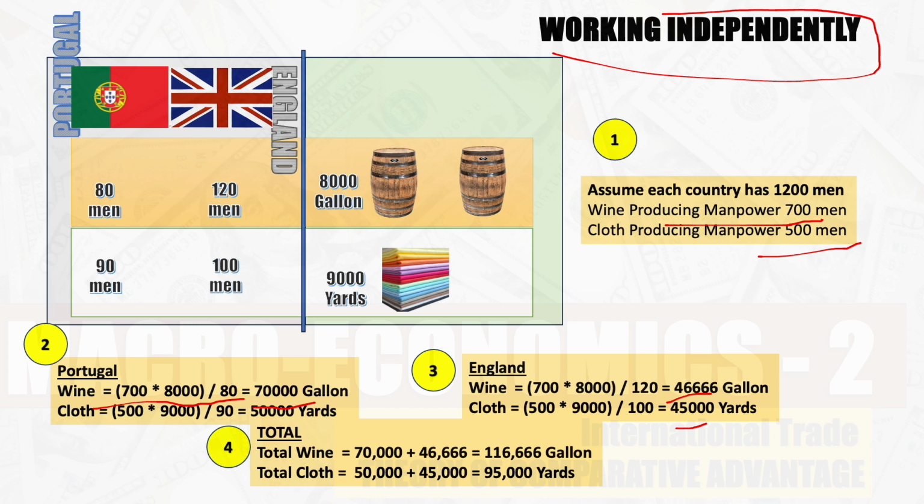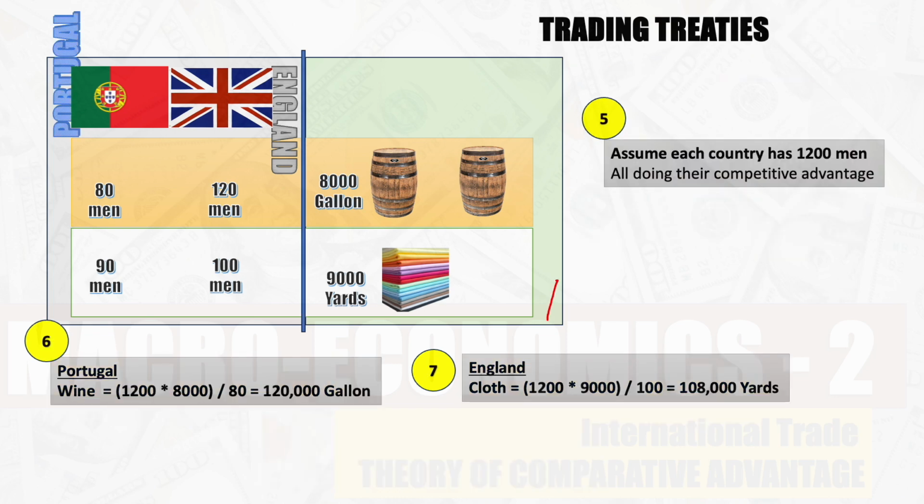If I add the production from Portugal plus England, the total wine is 70,000 plus 46,666, and it leads to this, and total cloth leads to this. Now let's say that both the countries have trading treaties and they work towards their own comparative advantage. Portugal produces just wine. How much wine will it be able to produce? It will be able to produce 120,000 gallons of wine with the similar calculation which we had done earlier. All the 1200 men in this case are producing wine. In case of England, the cloth production becomes 108k.